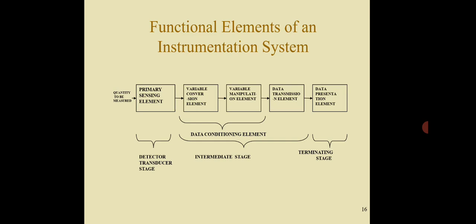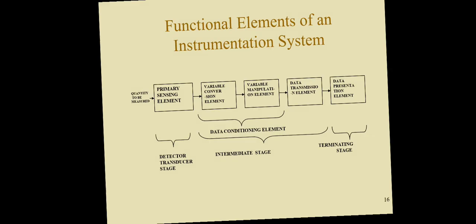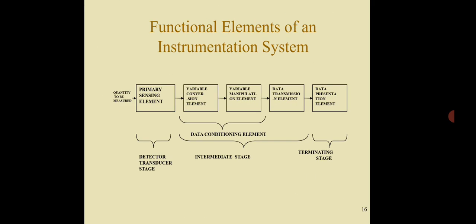In the initial stage, you have the sensing element, and that sensing element stage is known as the transducer. A transducer stage converts your given input quantity to the required output quantity. Later on, we have the intermediate stage. Next, we have the terminating stage, which gives the output at the display unit. So this is the functional elements of an instrumentation system.